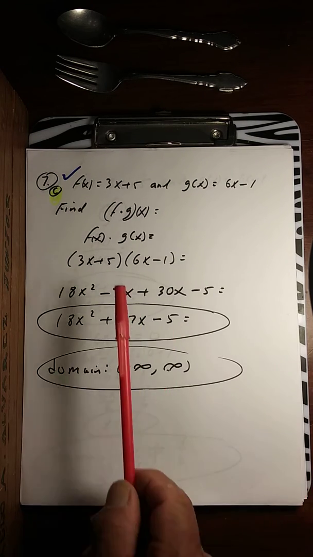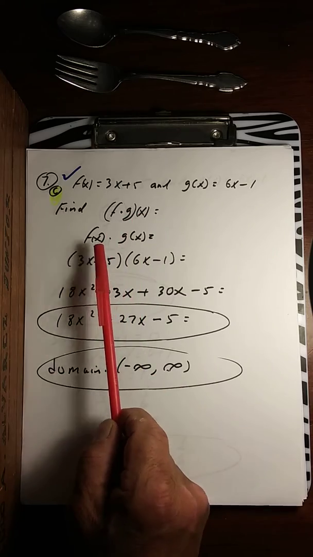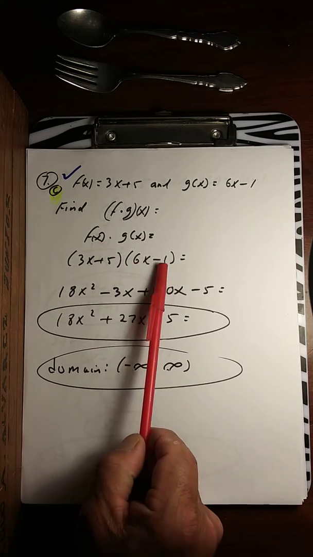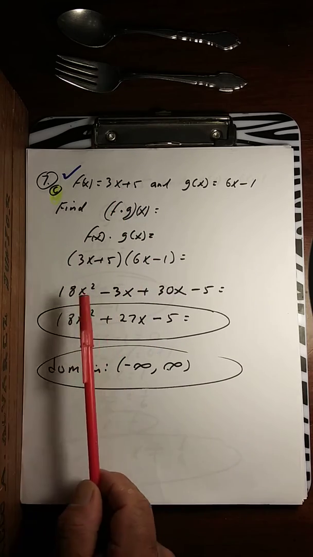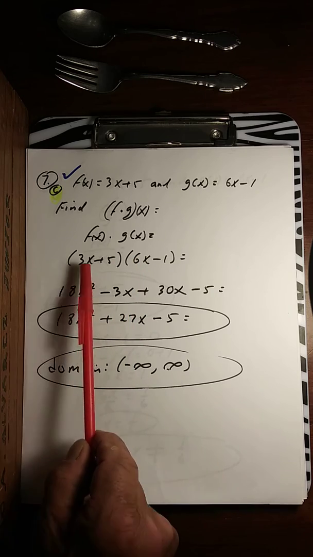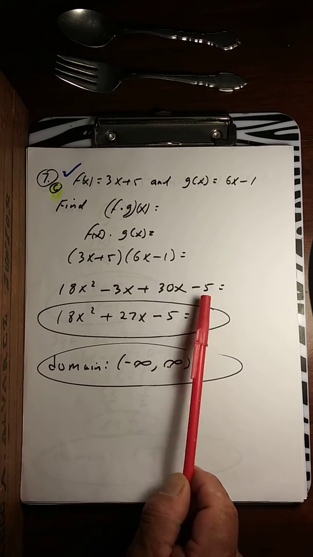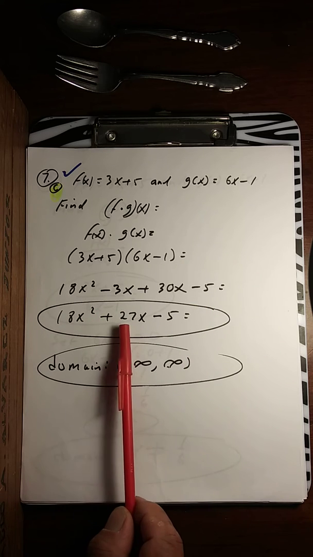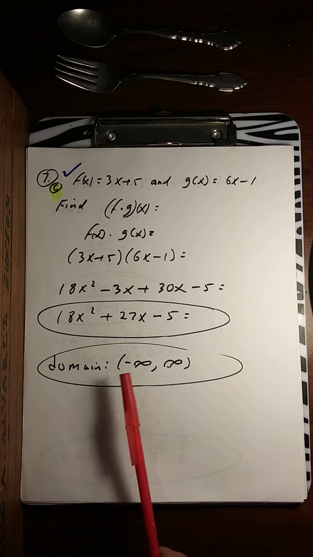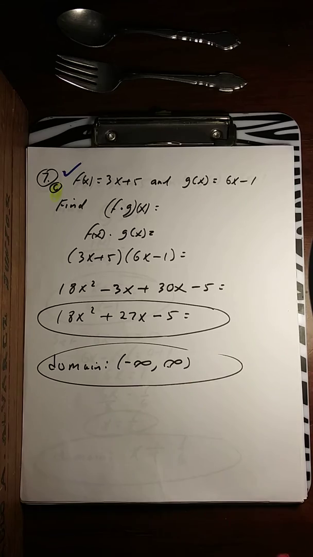Alright, next one. Find f times g of x. So 3x plus 5 times 6x minus 1. There they are. So that times that is 18x squared. That times that is minus 3x. That times that is 30x. And that one times that one is negative 5. 18x squared plus 27x minus 5. And domain is negative infinity to infinity.